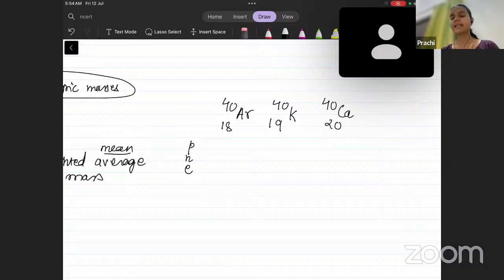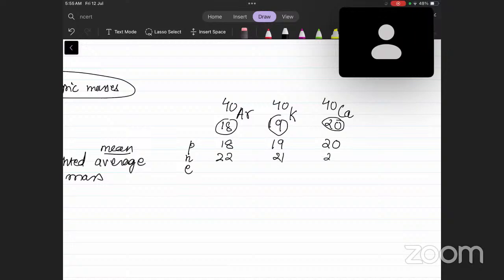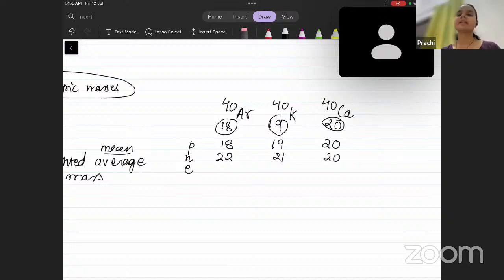So what is the number of protons here? Simply if I see the atomic number, I can write 18, 19 and 20. Now tell me the number of neutrons. So this is 22, Ma'am, 21 and 20. Now what is the number of electrons? It will be the same as the number of protons because these are neutral atoms, right? Now here we can see nothing is the same. Neither protons, neither neutrons, neither electrons are the same.